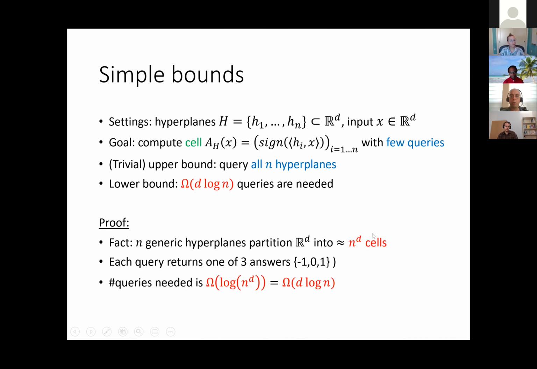So then the question is, we know that we need d log n for arbitrary queries, and we have this trivial bound of n queries for linear queries. Which one is correct? Think of d as small and n as big. Do we need log n queries or do we need n queries? So this is an exponential gap.